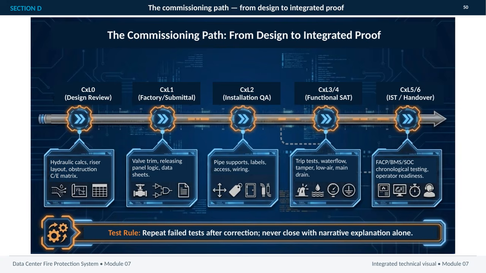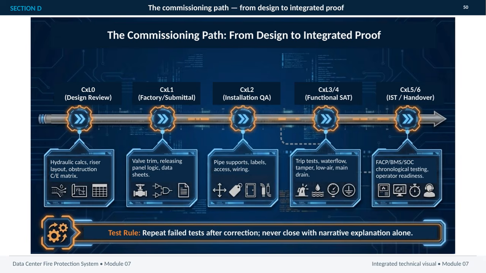At CXL2, installation quality becomes the priority. Pipe supports, labels, access, and wiring all need to be physically confirmed. CXL3 and CXL4 are the functional acceptance stages, where we perform trip tests and verify water flow, tamper, low air, and main drain functions.